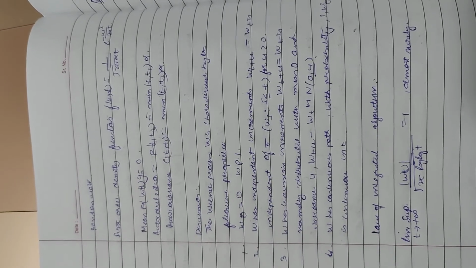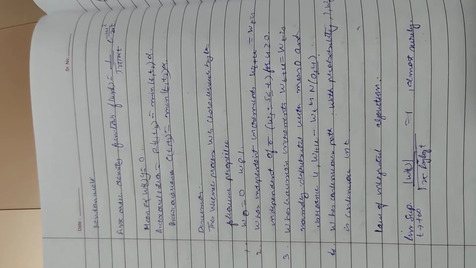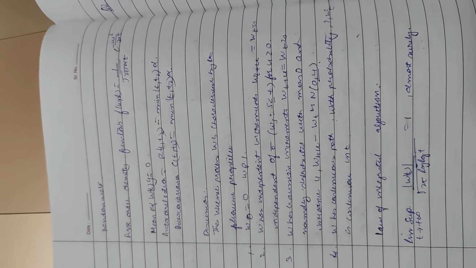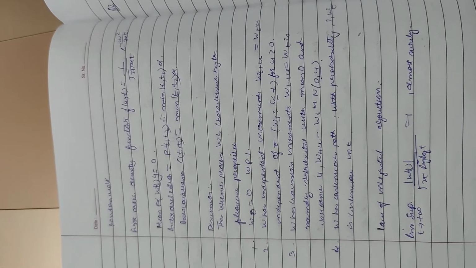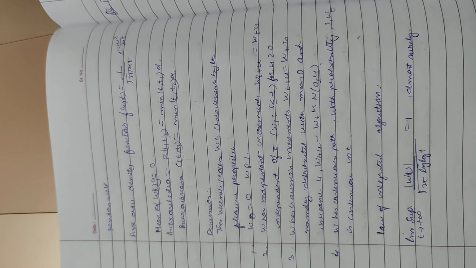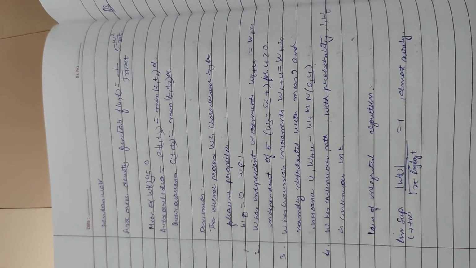w0 is equal to 0. W has independent increment: W of t plus u minus W of t is independent of W s, s less than or equal to t. W has Gaussian increment: W of t plus u minus W of t is normally distributed with mean 0 and variance u. W is a continuous path with probability 1. W of t is continuous in t. Thank you.